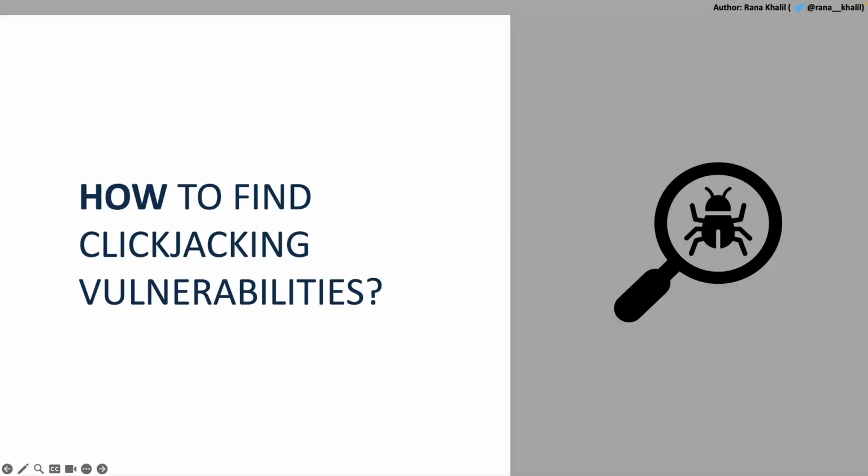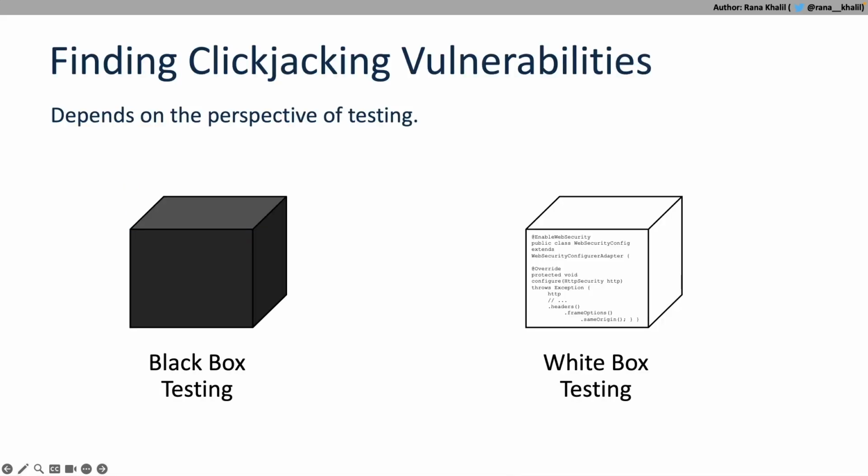Alright, in the past section, we discussed what clickjacking vulnerabilities are, their impact, and how common and critical these types of vulnerabilities can be. In this section, we'll discuss how to find clickjacking vulnerabilities. So imagine you've been given an application and asked to test it. How would you go about testing this application to see if it's vulnerable? I've decided to split this section into two categories depending on the perspective of testing. The two categories are black box testing and white box testing.